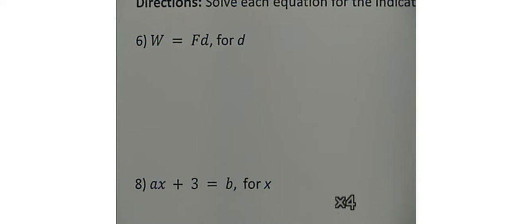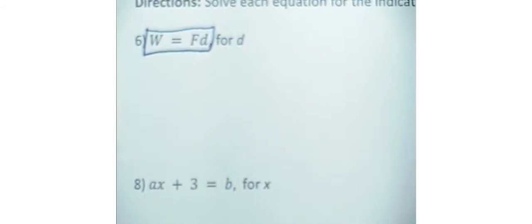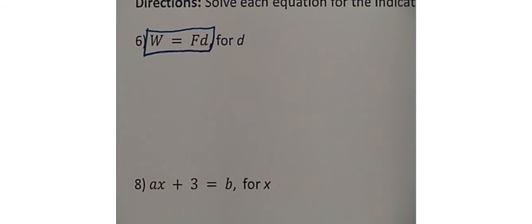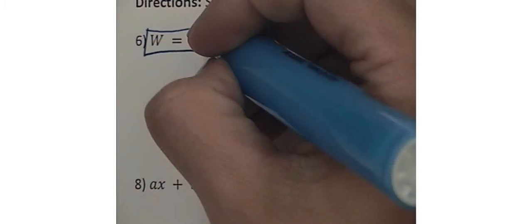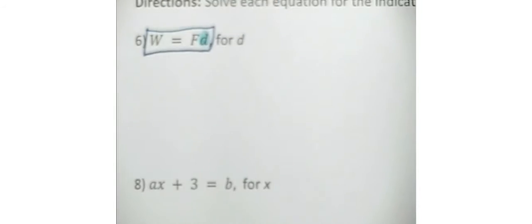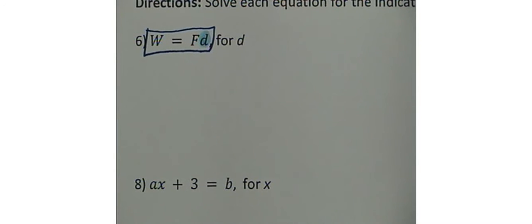Here is your equation. W equals FD, and you are solving this equation for D. So if I highlight D, you need to get rid of the F in front of it that I did not highlight, and it's only one step here.